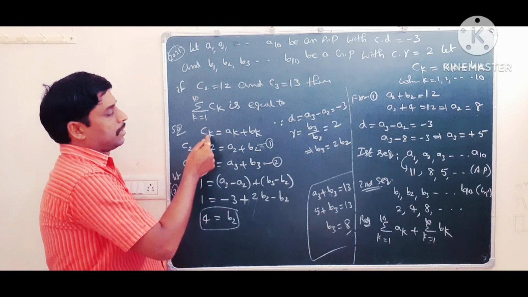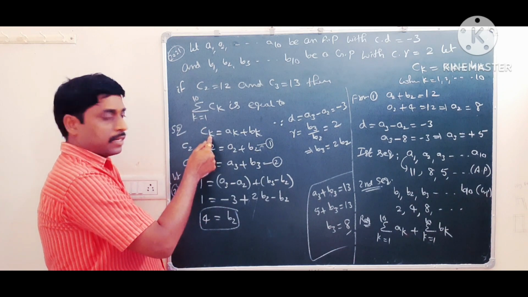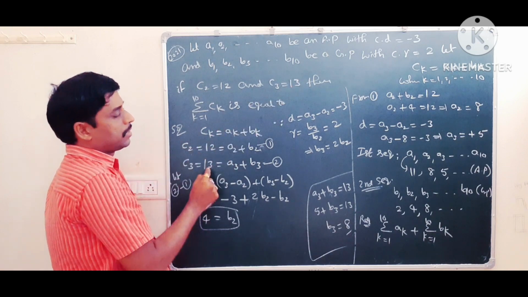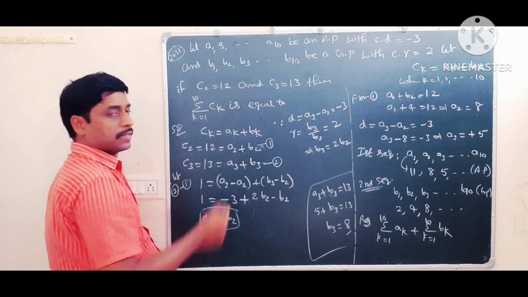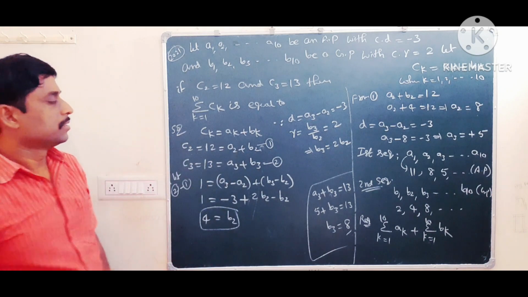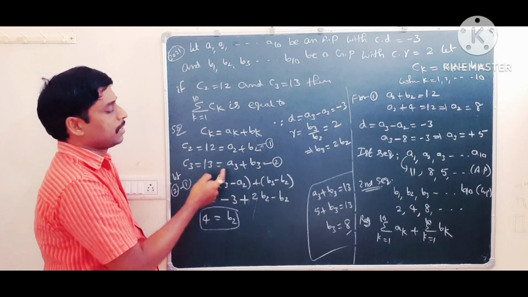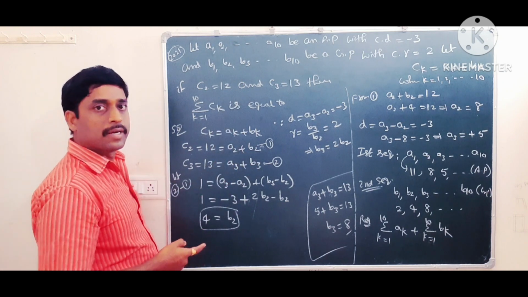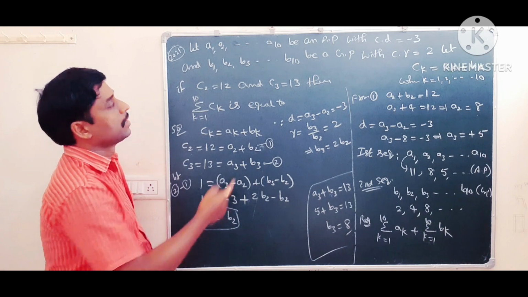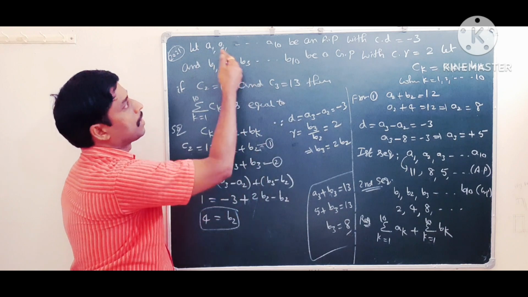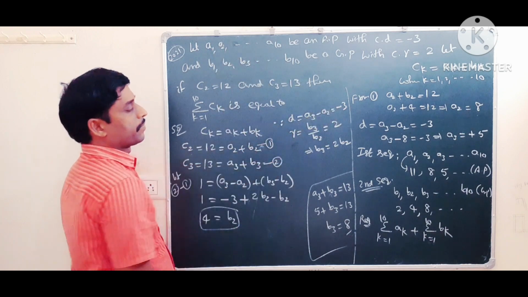Now, in the place of K, we should write 3. What do we get here? C3, which was already given, is 13, equal to A3 plus B3. Okay. Now, let us take the difference here, equation 2 minus equation 1. Why? Because A3 minus A2. In the first sequence, what is the common difference given? Minus 3. So in the first sequence, A3 minus A2 is equal to minus 3, the common difference given here.